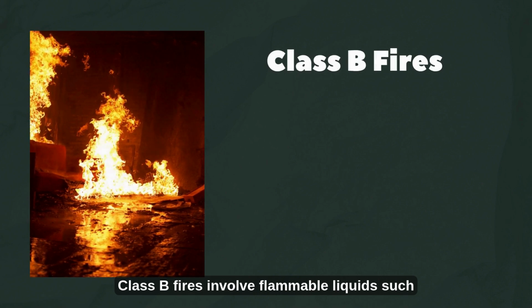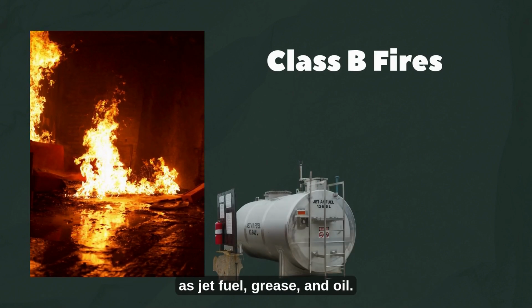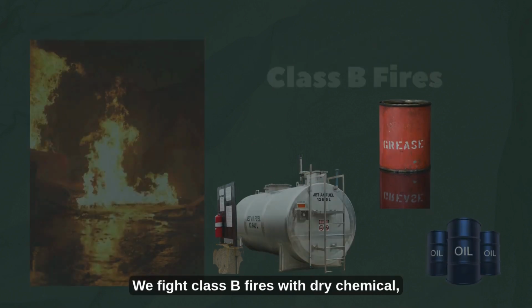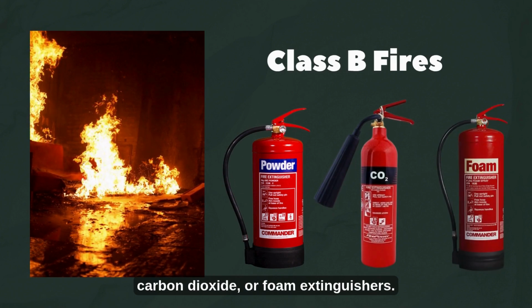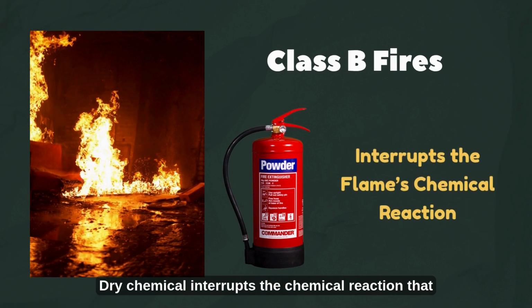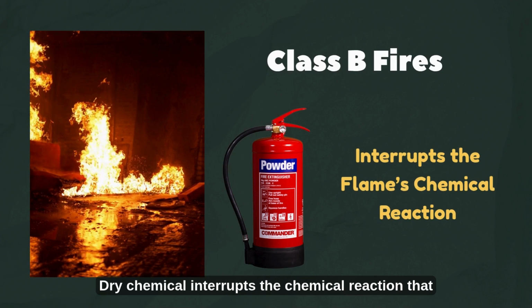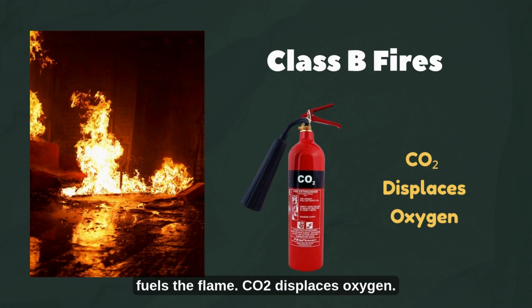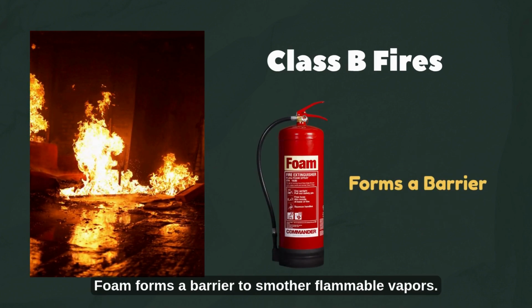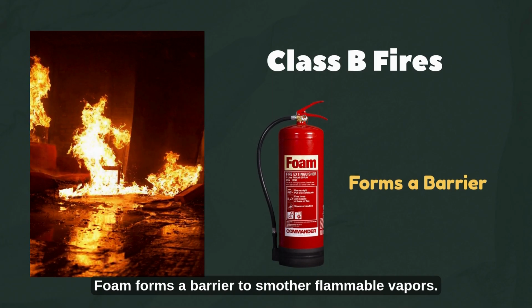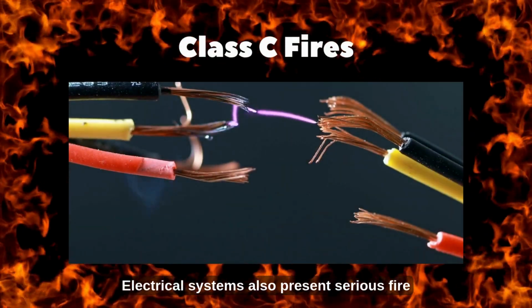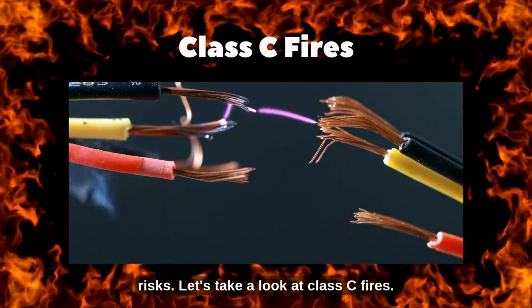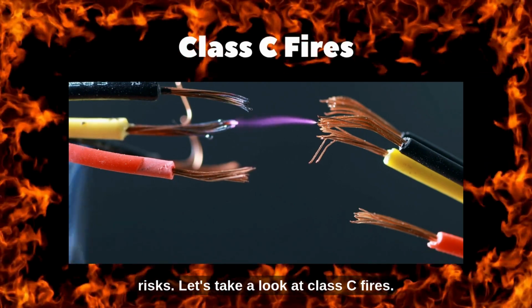Class B fires involve flammable liquids, such as jet fuel, grease, and oil. We fight Class B fires with dry chemical, carbon dioxide, or foam extinguishers. Dry chemical interrupts the chemical reaction that fuels the flame. CO2 displaces oxygen, and foam forms a barrier to smother flammable vapors. Flammable liquids aren't the only hazard. Electrical systems also present serious fire risks. Let's take a look at Class C fires.